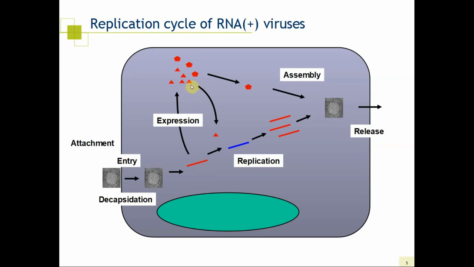Amongst these viral proteins, there will be an RNA-dependent RNA polymerase, which can copy the genome into a negative strand copy, and then copy this negative strand intermediate into more copies of the genome. Other viral proteins expressed will be the structural proteins, and these will assemble with the new copies of the virus genome to give you new particles, which are then released. And all of this occurs basically in the cytoplasm.